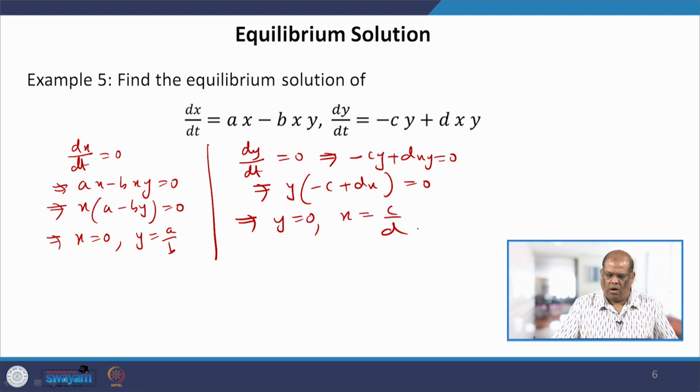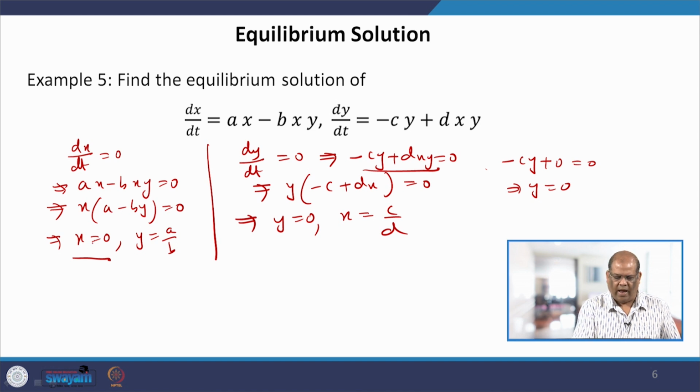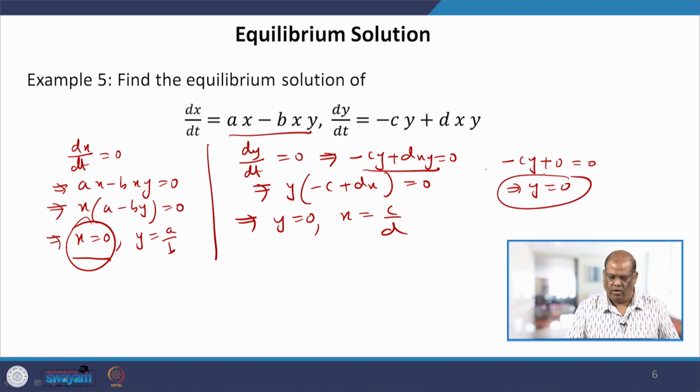Now, how to choose the combinations here? Let me explain it in two ways. The very first is, here x equal to 0. You put it in the second equation and see what you get. If I put x equal to 0 here, I get minus cy plus 0 equal to 0, which implies y equal to 0. So, when x is equal to 0 from the first equation, I put it in the second equation and calculate the value of y, which is y equal to 0. So, clearly (0, 0) is one of the fixed points or steady state solutions, or equilibrium solution.